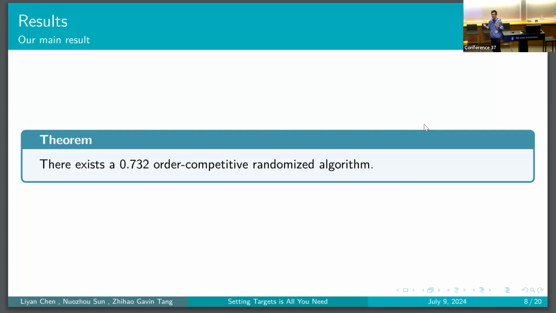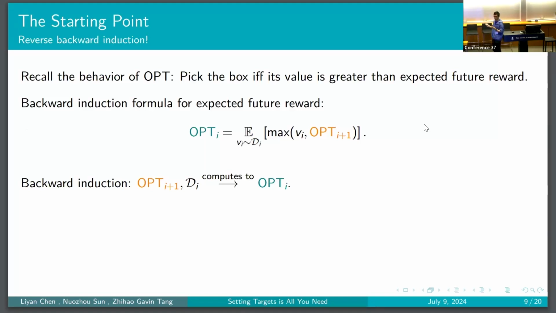Basically, the idea is to first design a deterministic algorithm and add randomness to it. But it's not straightforward. So the starting point is to recall the behavior of the optimal online algorithm. Recall that it will pick the box if and only if its value is greater than the expected future reward. And the future reward can be computed by this formula. Here, opt-i is the expected reward obtained by the optimal algorithm if it starts from the i-th box in a fixed arrival order, and Bi is the exact value inside the i-th box. Bi is the value distribution of the i-th box.